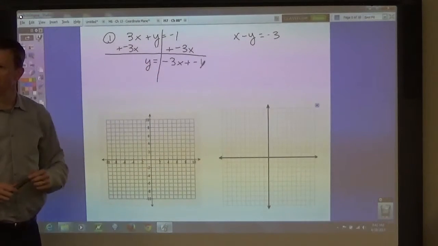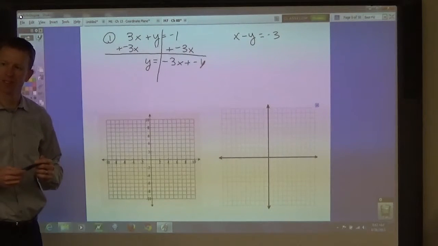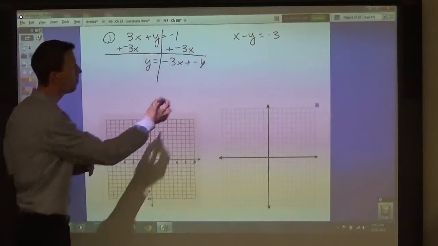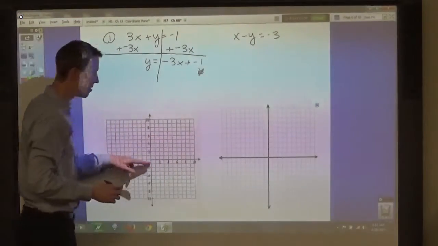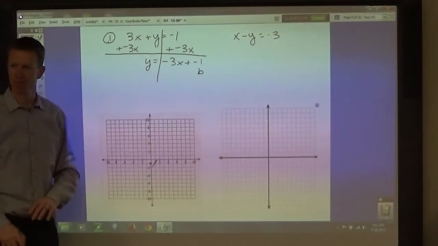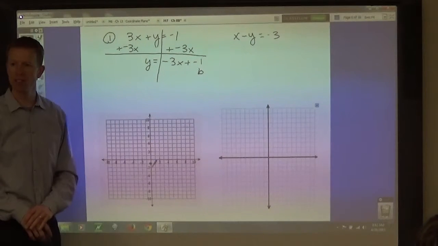How would we graph this? What is the y-intercept? -1. Yep, this is b. And b is -1. So we go down to -1 and mark b. Go ahead and do that. What is the slope in this equation?